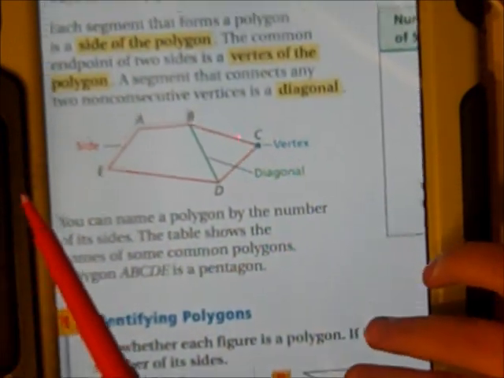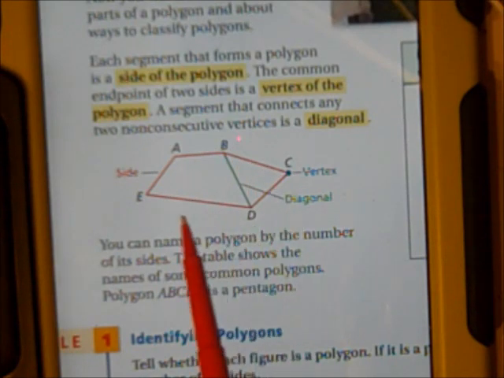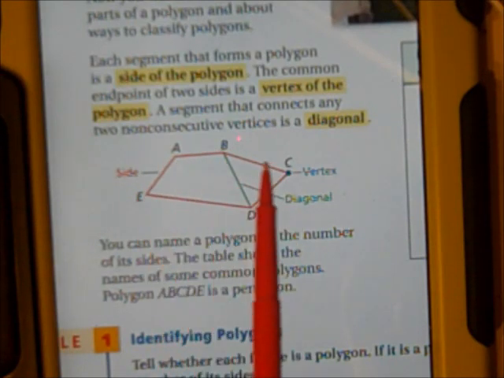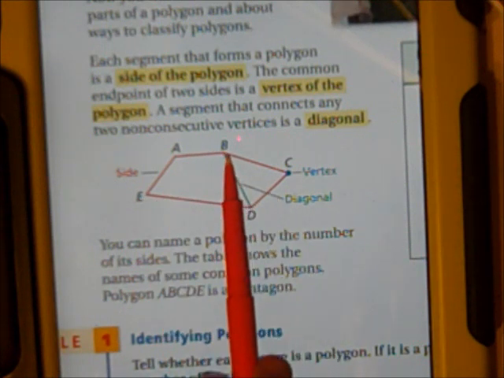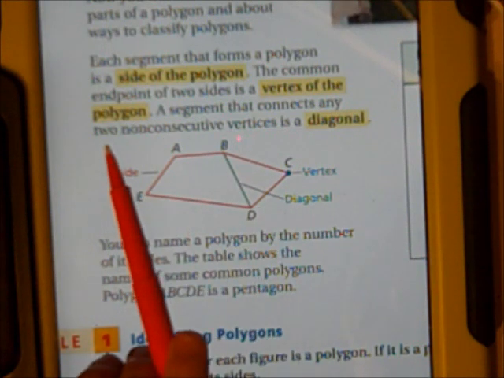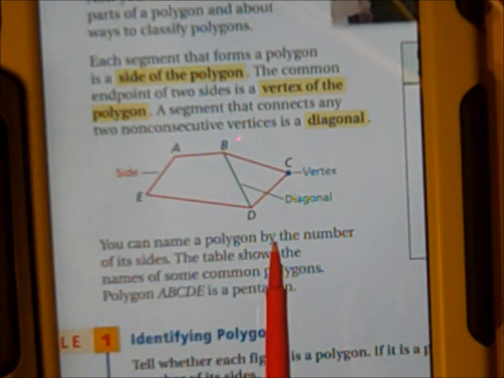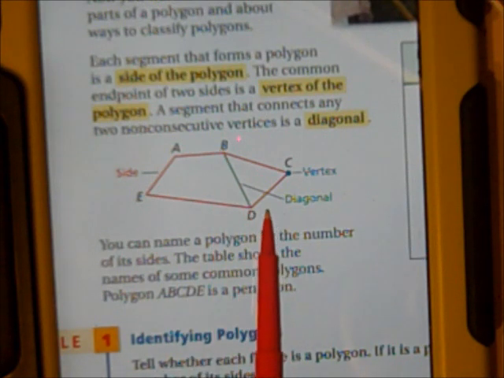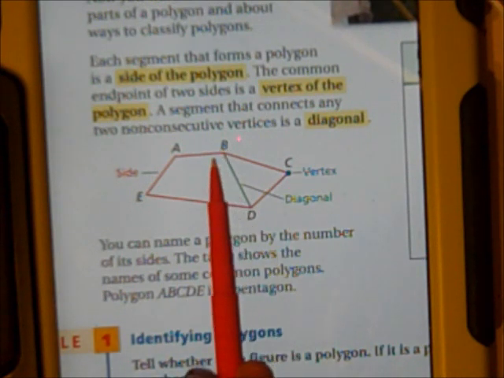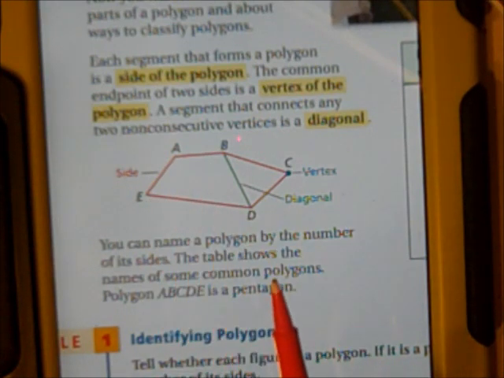And then here we have parts of a polygon. A side of a polygon is the segment that connects 2 vertices, so it just goes around the outside. Vertices are the points where 2 sides meet. And then a diagonal is any segment that connects 2 non-consecutive vertices, meaning just not right next to each other. So from B to D is a diagonal, B to C is a side. B to E could also be a diagonal, or A to D, anywhere that goes across the figure.